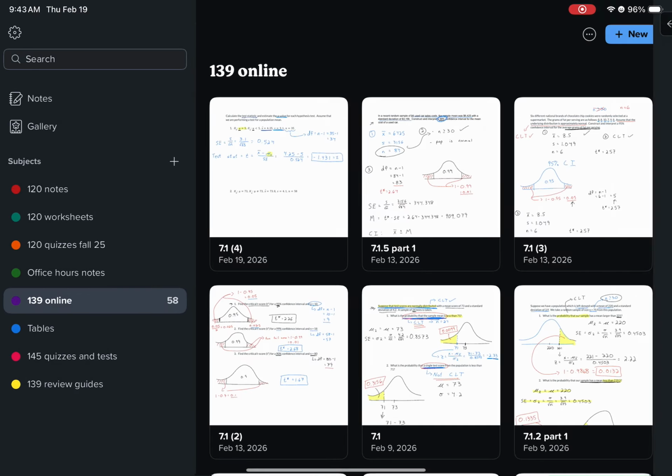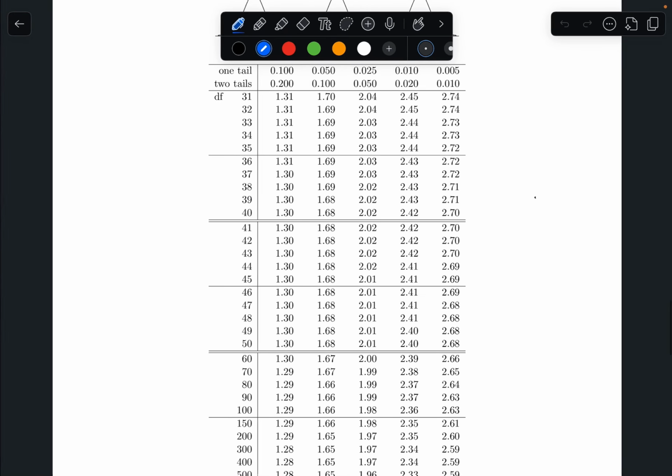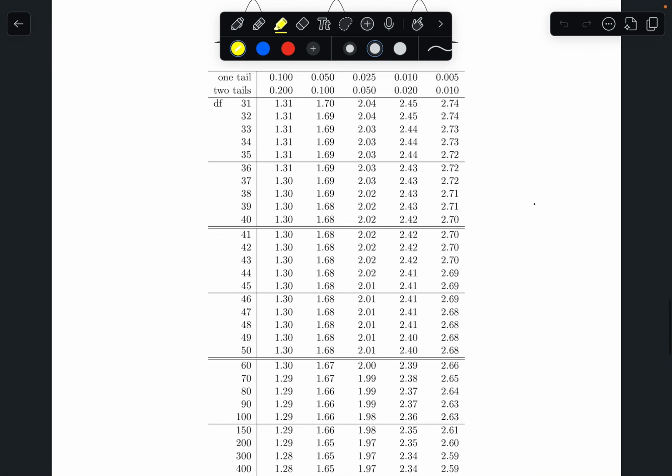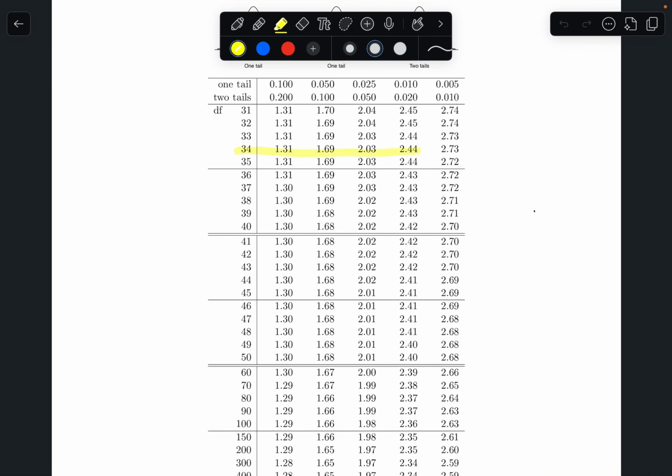So I'm going to hop over to my t-table right here. We will need that. So going over to my t-table, we said we had 34 degrees of freedom, so we're looking at this row right here. And the other thing that I'm going to make a note of, our t-score, we said t was equal to negative 1.431.